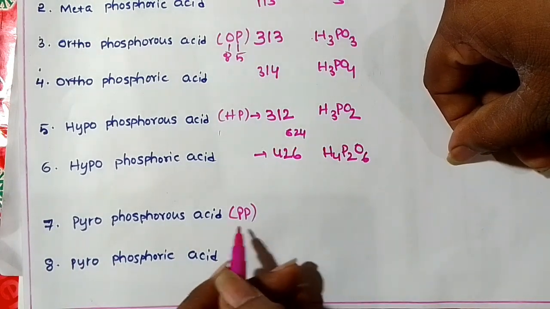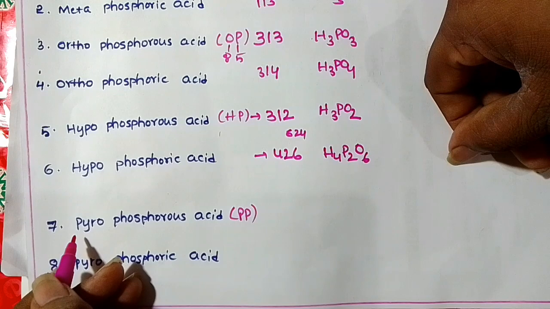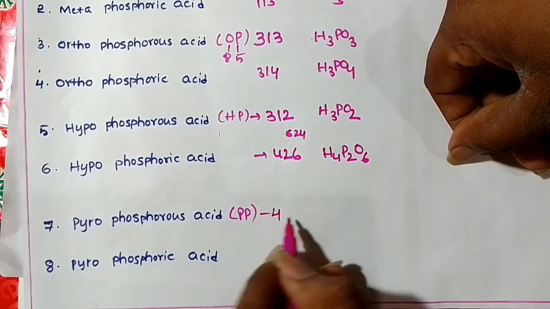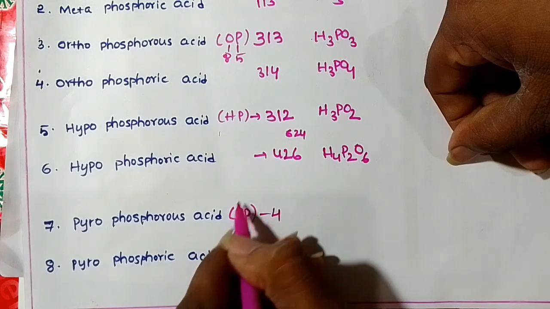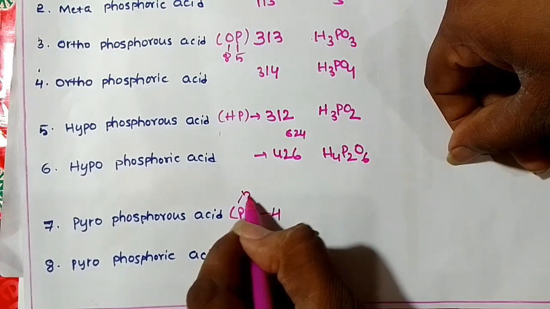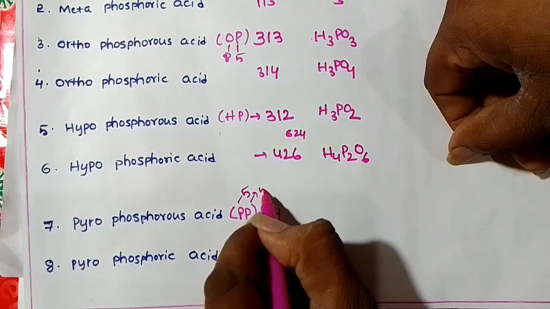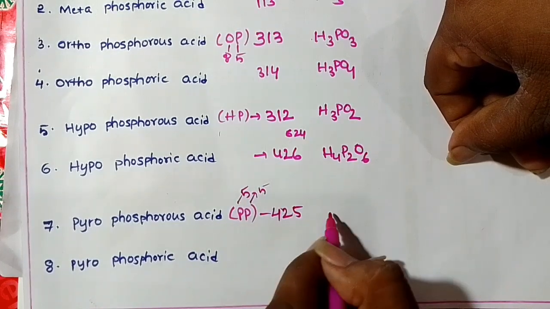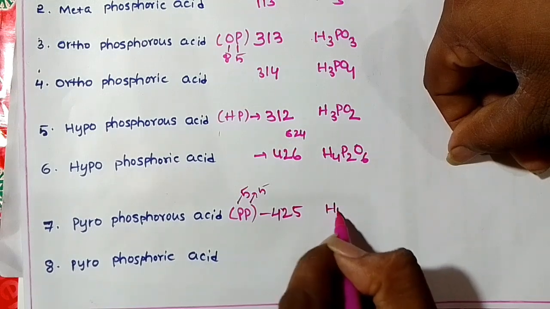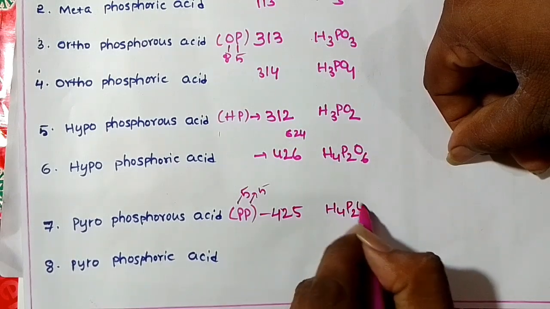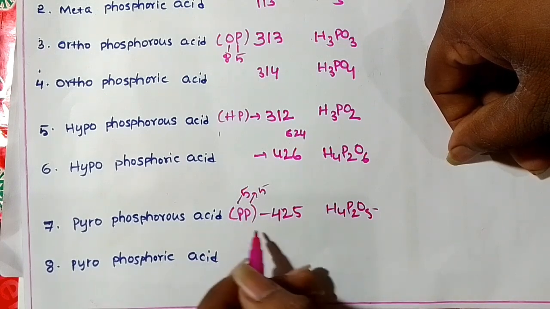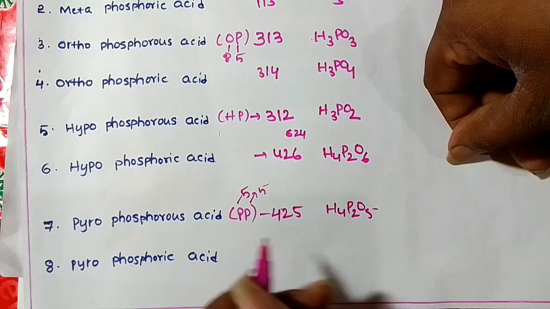Now coming to pyrophosphorus acid. Let us imagine PP. How many letters are there in pyro? 4 letters are there. Now let us imagine P means 5. 5 fives are 25. So 425 is the code, and the formula is H4P2O5.